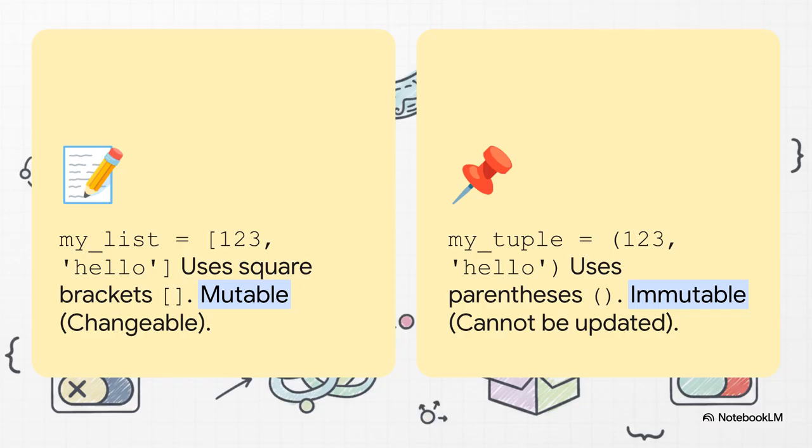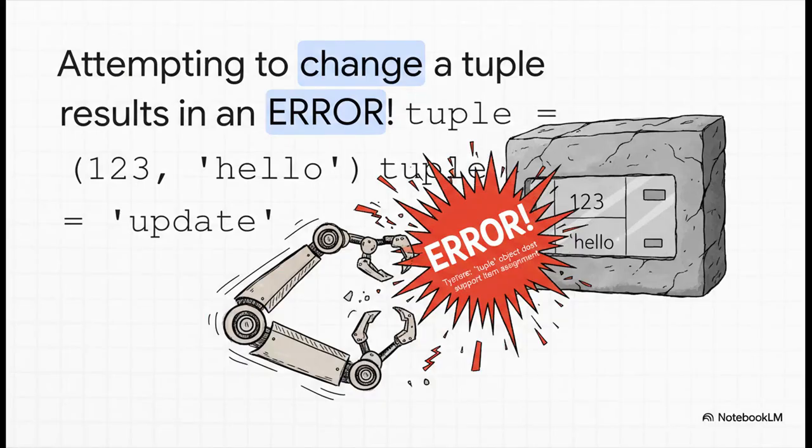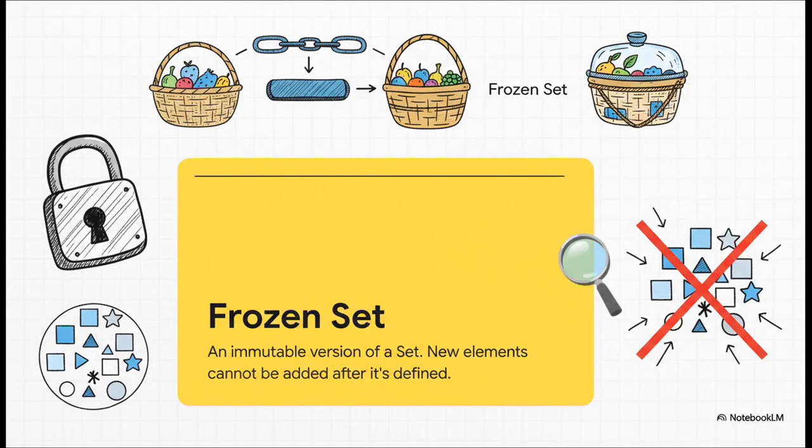The list is changeable, but the tuple, well, that one's immutable. And here's the proof in the pudding. We create a tuple, and then we try to change that second item to the word update. And what happens? Python just stops us in our tracks with an error. It's basically protecting that data, telling us, nope, you can't change a tuple. That's immutability right there.